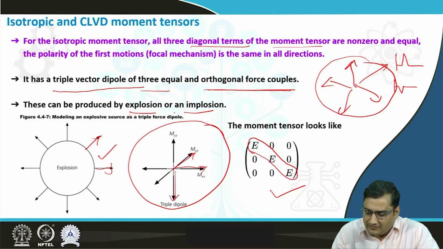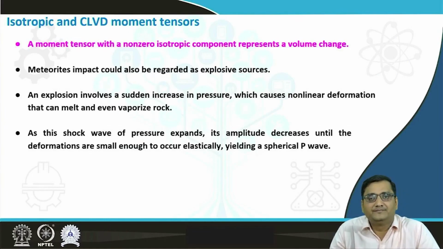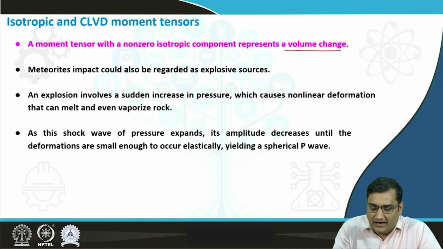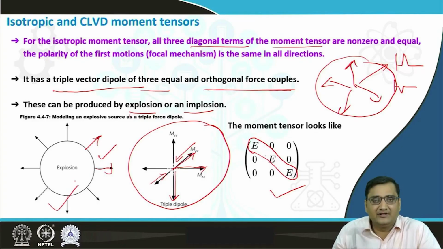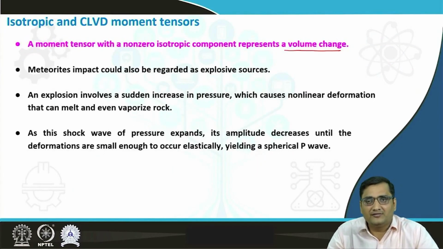And in the case of implosion, what will happen? The forces will go in the inward direction like this. So in the implosion, all the diagonal elements will become negative. Now, a moment tensor with a non-zero isotropic component represents a volume change, and in this case the volume is changing in both the implosion and the explosion, because the trace is non-zero.